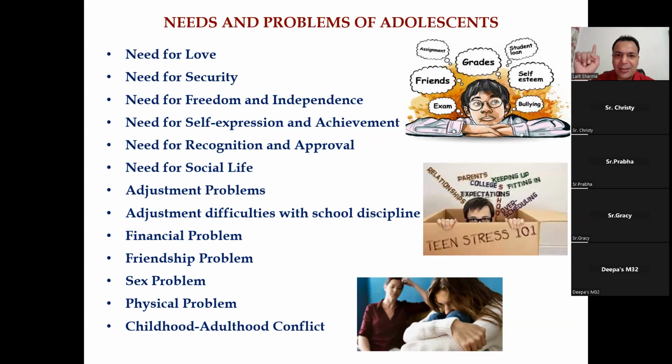This came in social characteristics of adolescents, right? Need for social life, adjustment problem, adjustment difficulty with school discipline, financial problem, friendship problem, sex problem, physical problem, childhood and adulthood conflict. So there is a lot of childhood and adulthood conflict, because now in this age they think that they have full-fledged knowledge. Whatever decision they are going to take, it would be correct. So these are the needs and problems of adolescents. Every point you have to explain in 5 or 6 lines. This question always comes related to growth and development or adolescents in unit 1.